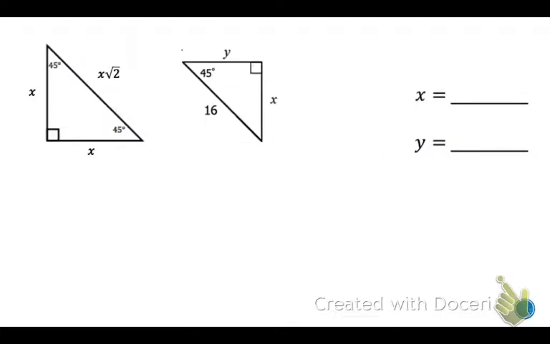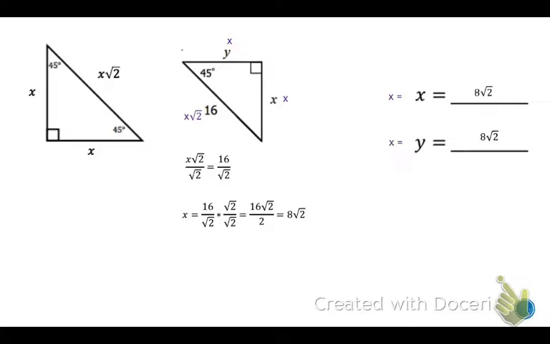This one, we have x square root of 2, so x equals y. And we have 16 square root of 2, or x square root of 2 equals 16. Solve that for x, so divide by the square root of 2, and you get x equals 16 over the square root of 2. Rationalize this, so multiply by square root of 2 over square root of 2. You get 16 square root of 2 over 2, which is 8 square root of 2. So x equals 8 square root of 2, and both of those are 8 square root of 2.